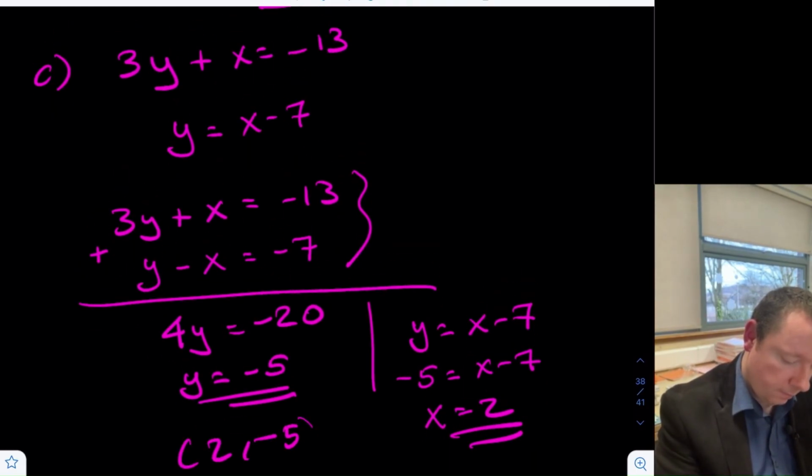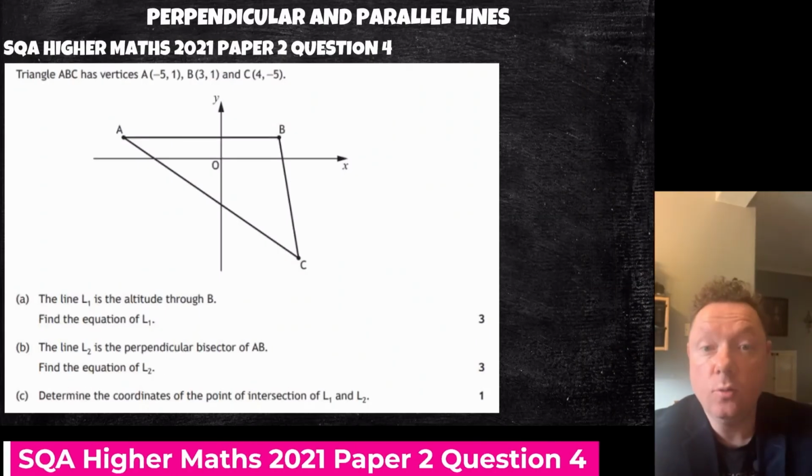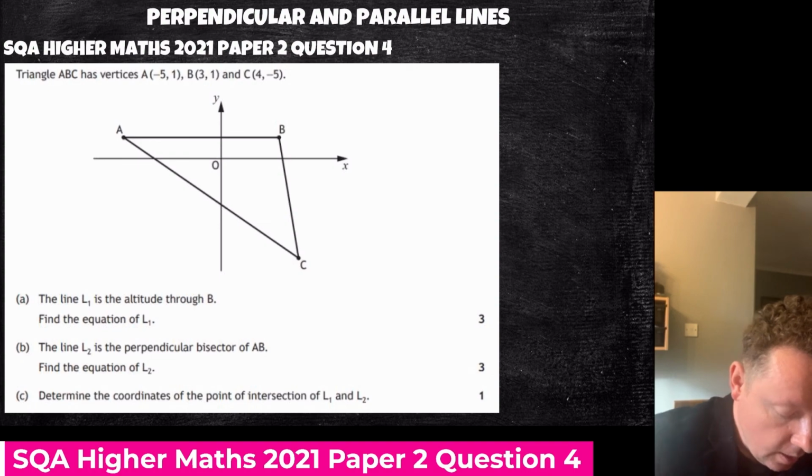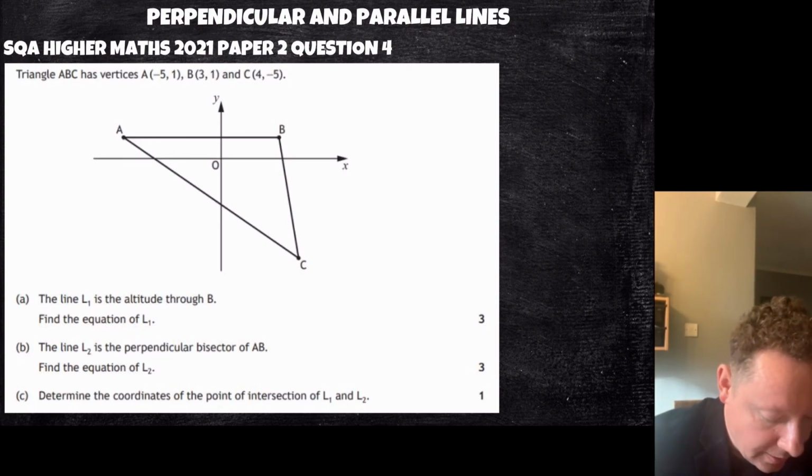And we're done there. SQA Higher Maths 2021, Paper 2, Question 4 on parallel and perpendicular lines. So we've got a three-part question here. Part A says the line L1 is an altitude through B. Find the equation of L1.